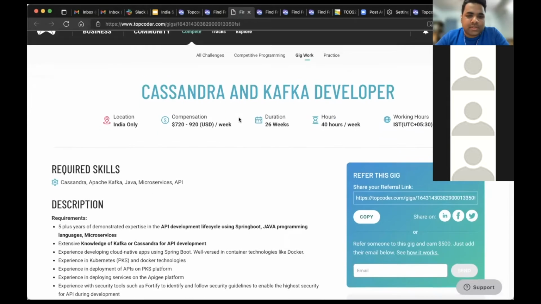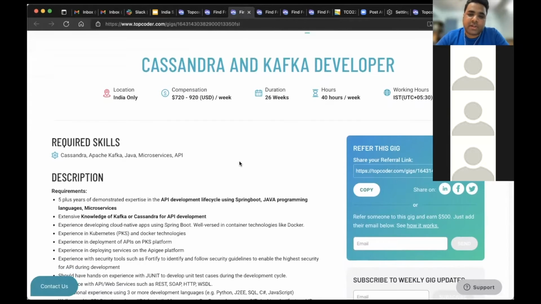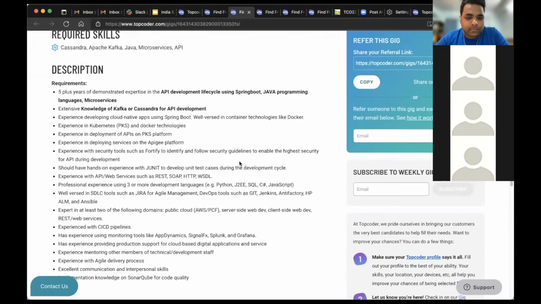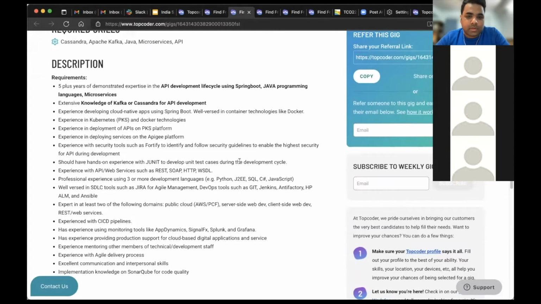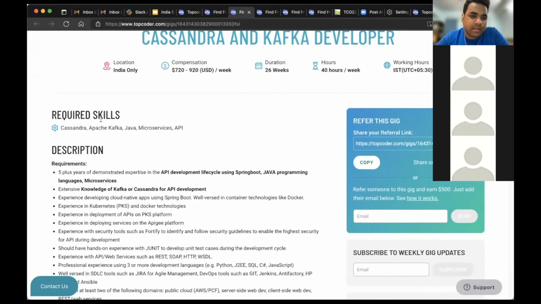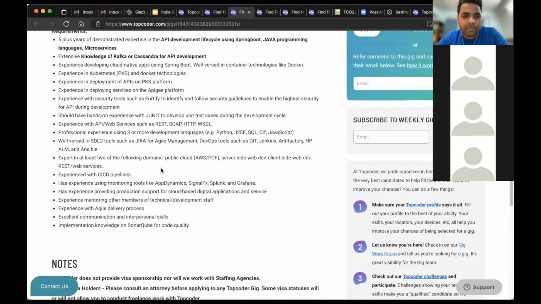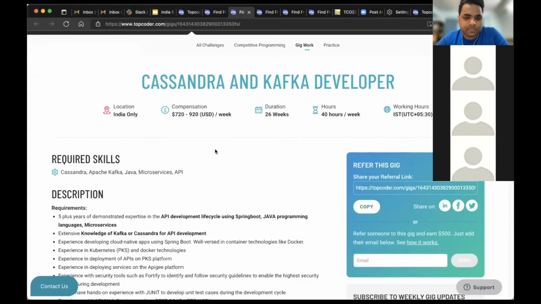The next one is again India only. It's a Cassandra and Kafka developer. Look, it involves the API development lifecycle using Spring Boot and Java programming languages. I think it needs to be pretty clear that apart from Kafka and Cassandra, you also need to be skilled in Java. So if you happen to have these skills, definitely consider applying.